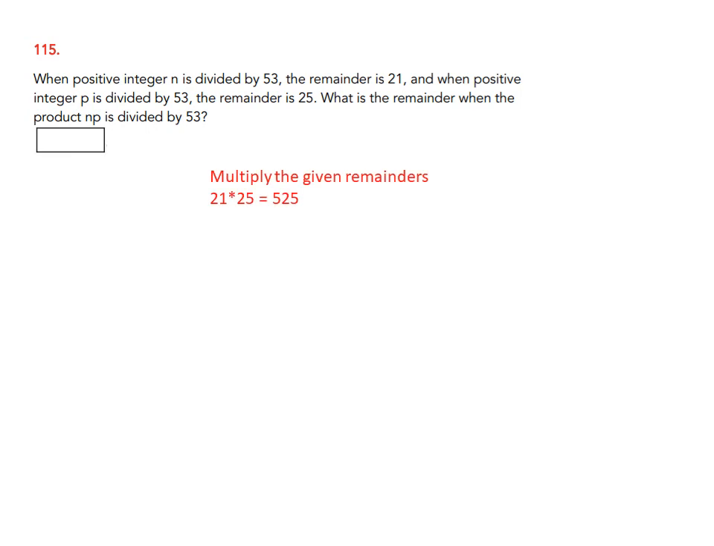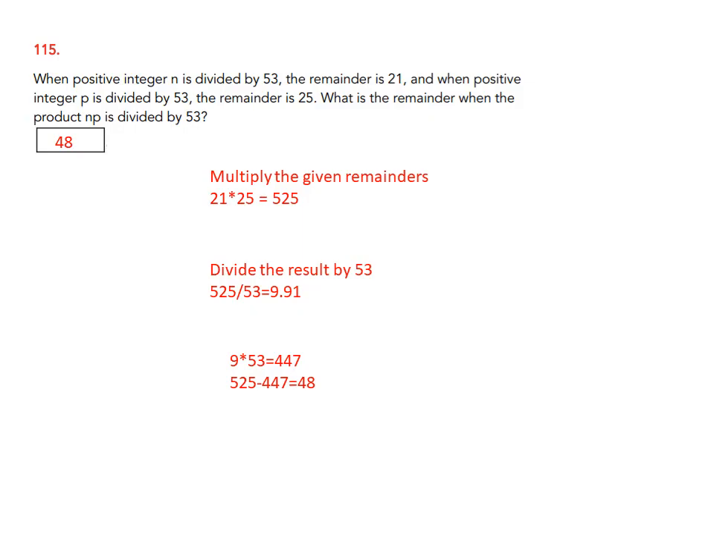So we got 525. Now divided by 53, we got 9.91. So consider only the whole number and multiply it with the divisor, that is 53, and we got 477. Right? Now take the difference, that is 525 minus 477 equal to 48. So the remainder is 48, and that is the answer.